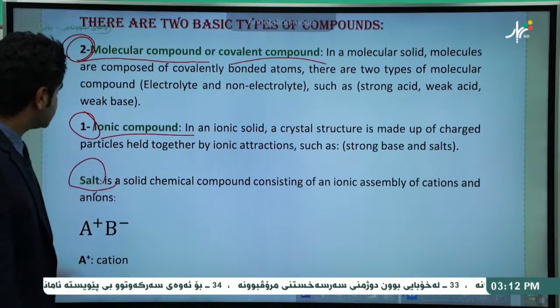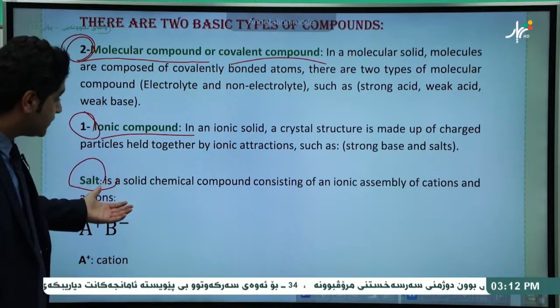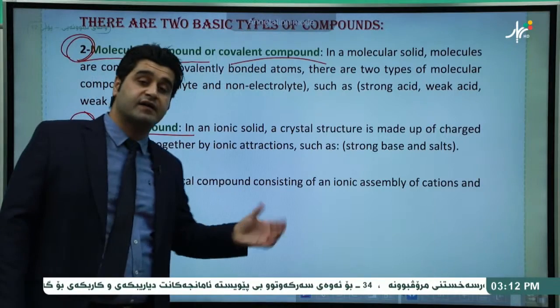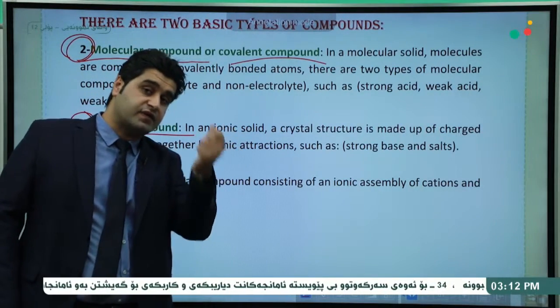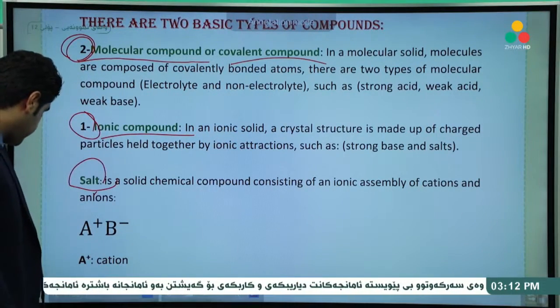Salt, we have salt also. Salt is an ionic compound, consists of cation and anion. The anion came from the acid mostly.